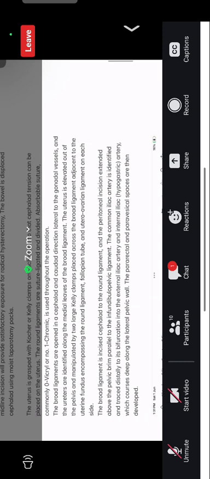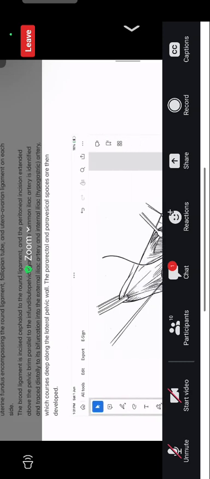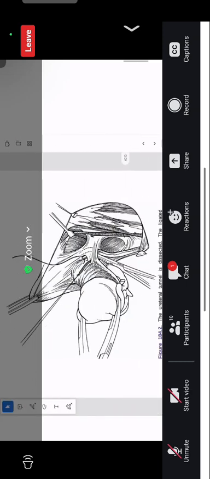So after finding the ureters, the uterus is elevated out of the pelvis and manipulated by two Kelly's clamps placed across the broad ligament adjacent to the uterine fundus, encompassing the round ligaments, fallopian tube, and uteroovarian ligament on each side. This is again the same. This is just a figure.